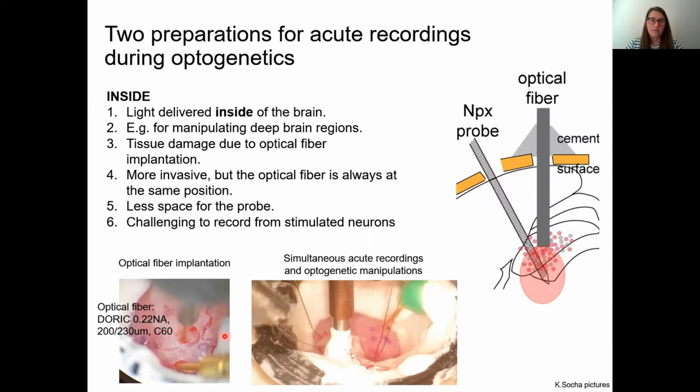And unfortunately, you have also less space for the probe, and recordings are more challenging, but it's not impossible to record. They are just more challenging, and you have to think about the plan. And this is an example of the optical fiber implantation and simultaneous recordings from multiple brain regions during manipulations.